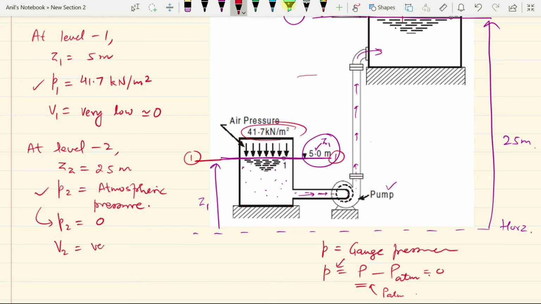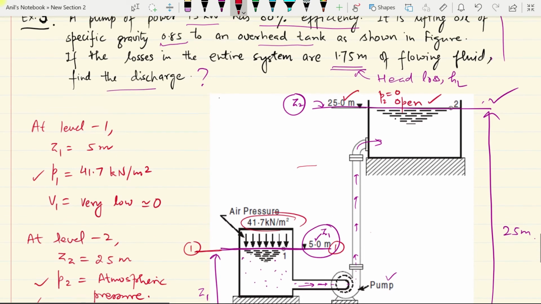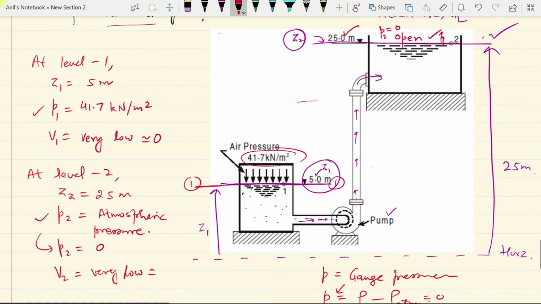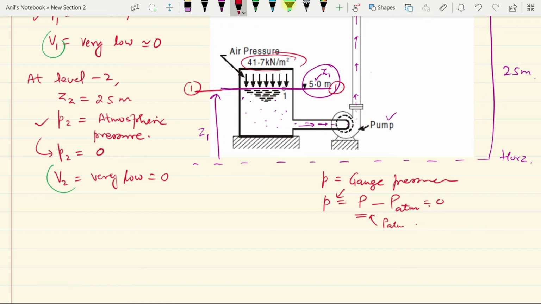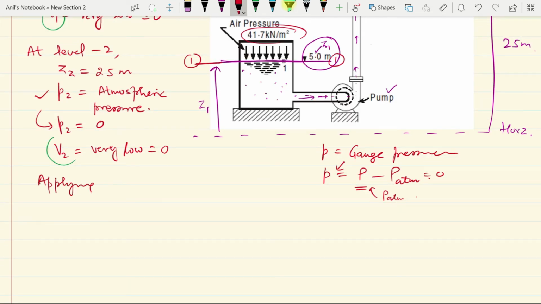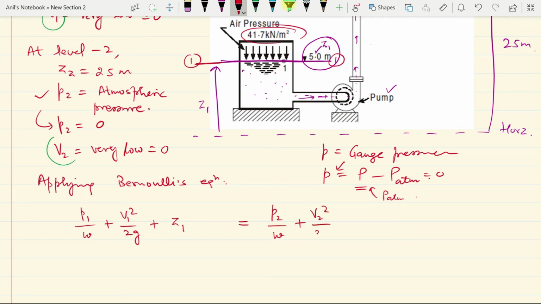And V2 is also very low because there is a slow rise in liquid here. So it is very low and it can also be neglected. Kinetic heads are 0. Now let us apply Bernoulli's equation at the 2 points. We can write P1 by W plus V1 square by 2G plus Z1 will be equal to P2 by W plus V2 square by 2G plus Z2 plus head loss.